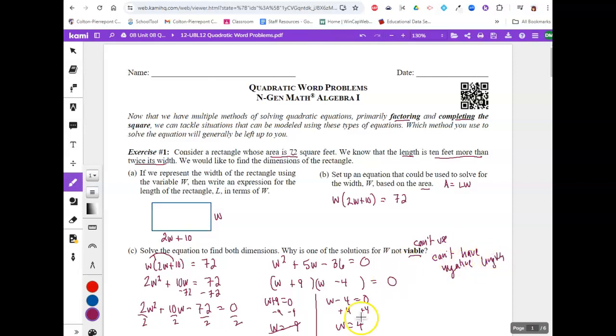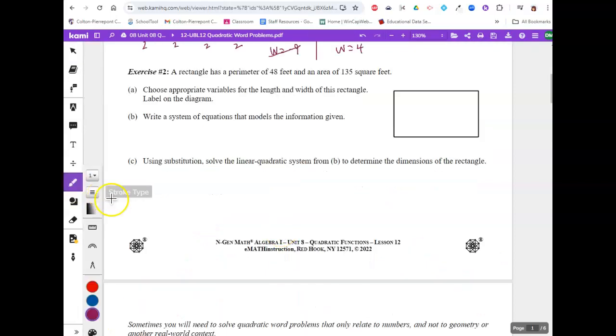So that means the width would have to be 4. So if our width is 4, that means our length is going to be 2 times 4 plus 10, which is the length, which would be 18. So if the width is 4 and the length is 18, 18 times 4 is 72, and that is the area of the rectangle. All right, let's try one that uses systems.